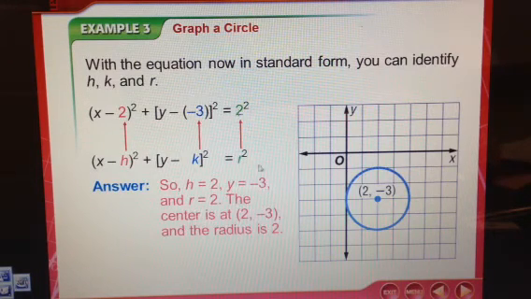our radius is 2. Now to graph this, we put a point at 2, -3. So from the origin, go to the right 2, down 3. And then use that radius to find a couple of points on the circle. So I would use that radius to go up 2 units from the center and put a point, go to the right 2 units, put a point, go down 2 units from the center and put a point, and then go to the left 2 units and put a point. And then draw a circle through those 4 points.